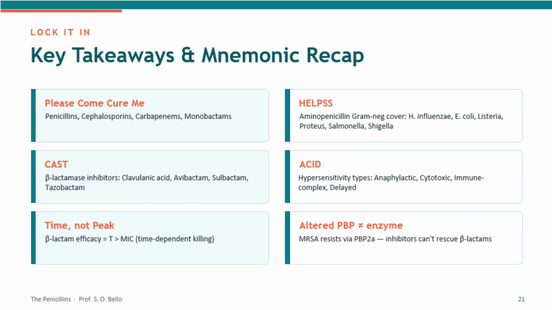Time, not peak, reminds you that penicillins are time-dependent killers. Efficacy tracks the time above MIC. And finally, altered PBP is not an enzyme problem. That's the one-line explanation for why MRSA defeats every penicillin and why beta-lactamase inhibitors can't save us. If you remember nothing else from this lecture, remember these 6. Run through them tonight and again before your exam.